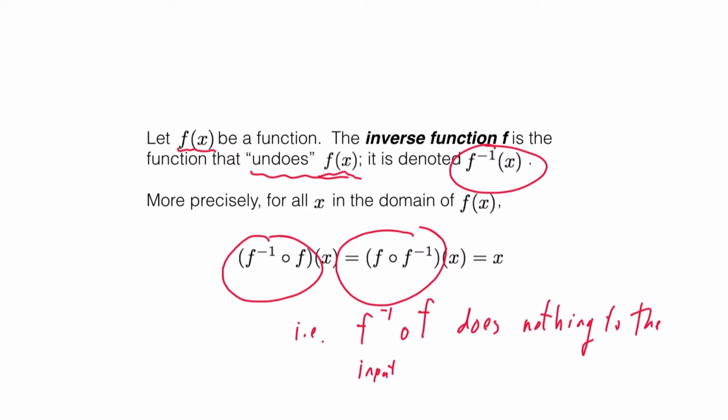So the picture is maybe something like this. I start with a point x, and I send it to f of x under my function f. And then if I apply f inverse, I get back to where I started. So it's just a way of undoing your function. Let's look at a few examples and we'll see how to compute these.